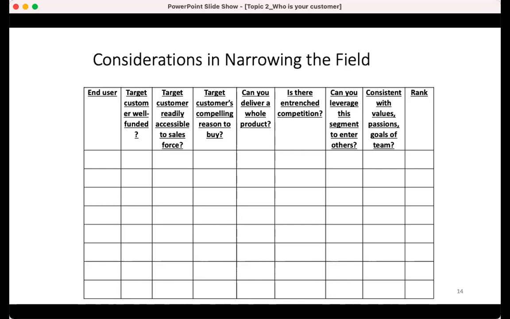And from this list, you just have the checklist, right? So the target customer, are they well funded? You don't want to be selling to customers who couldn't pay, right? So if you're selling LV bags, for example, a high-end apparel, you just have to make sure that your target customer group is able to pay at that price, right? So you have to ask yourself, the target customer, are they well funded? Do they have money to pay, right?